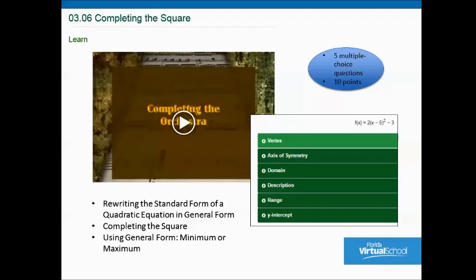3.06 starts off the lesson with a video for their hook, and it is dealing with completing the square. Students do touch on this a little bit in geometry, but not to the extent of this lesson. For this lesson, they learn rewriting the standard form of a quadratic equation in the general form, completing the square, and in the general form, they see if it's a minimum or a maximum. The assessment for this lesson is 5 multiple choice questions worth 10 points.